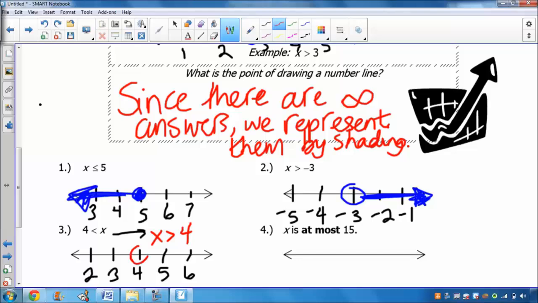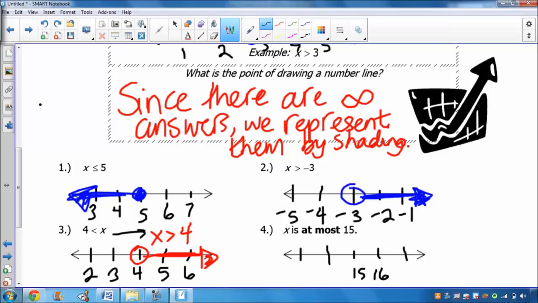Okay, so then I'll put an open circle on the 4 and then shade in everything to the right of this value right here. Okay, and then the last one, x is at most 15. Well, if x is at most 15, that means that x could be 15, right? So I'll have 15 here.